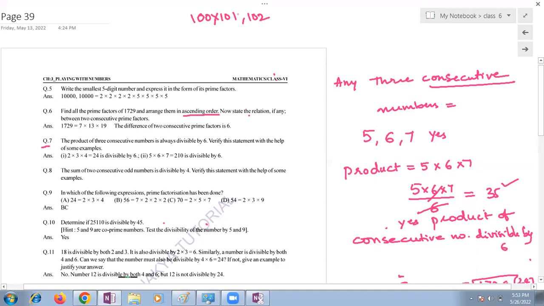The product means you need to check whether it is divisible by 6 or not. In the 6 table, I need the 2 table, I am cancelling, children. 2 threes are 6, so 50 times. Again the 3 table. You can see in the numerator I have 50 into 101 into 102.